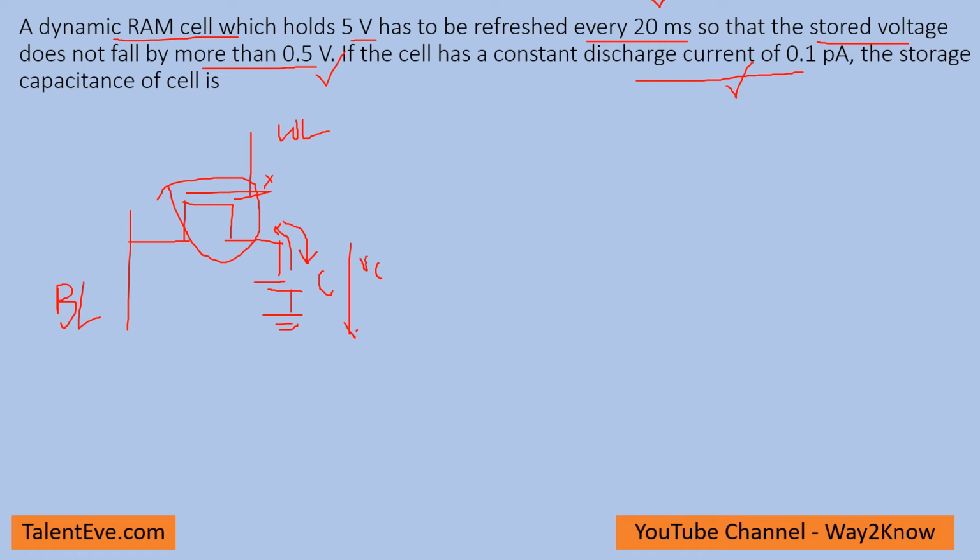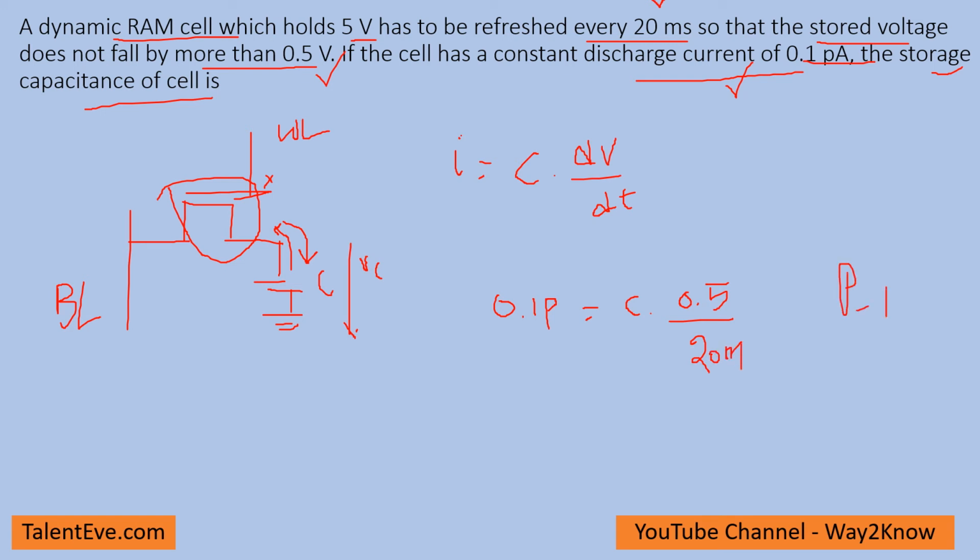Now, basically this is nothing but a capacitor. So the current across the capacitor is given by capacitance into rate of change of voltage, right? So the rate of change of voltage across this capacitor defines the current. So now you know this is the current that is provided, 0.1 picoamps, and capacitance is what we need to calculate, because that's the storage capacitance of the cell that needs to be determined. And voltage is 0.5 volt, right? By the total time, which is 20 milliseconds, 20 m, right?